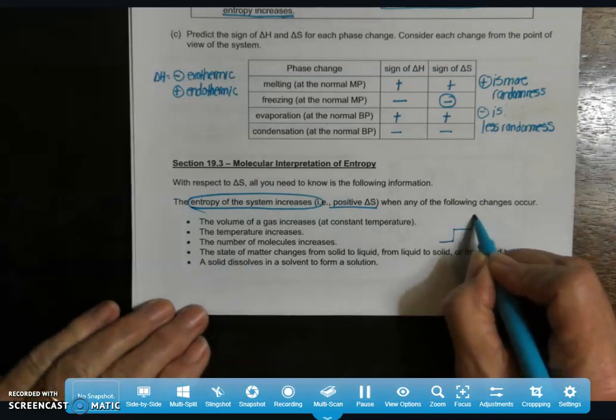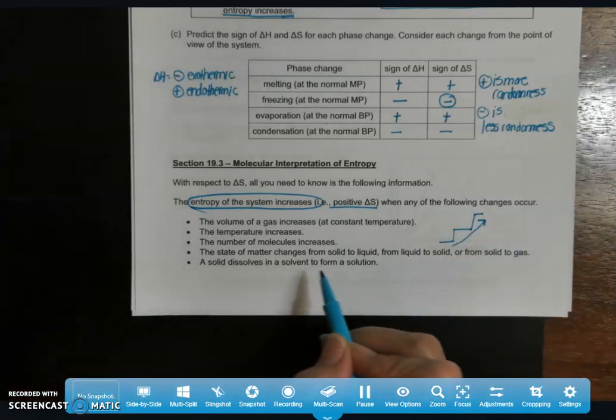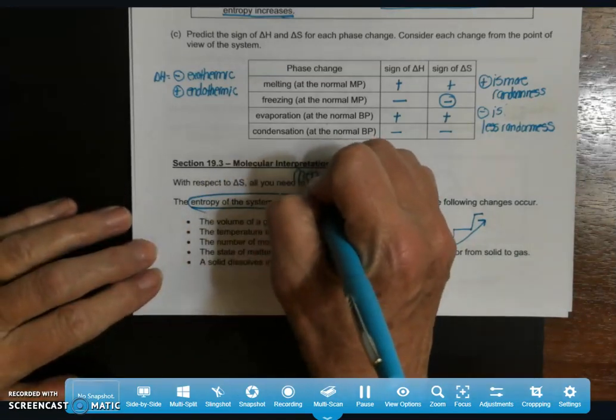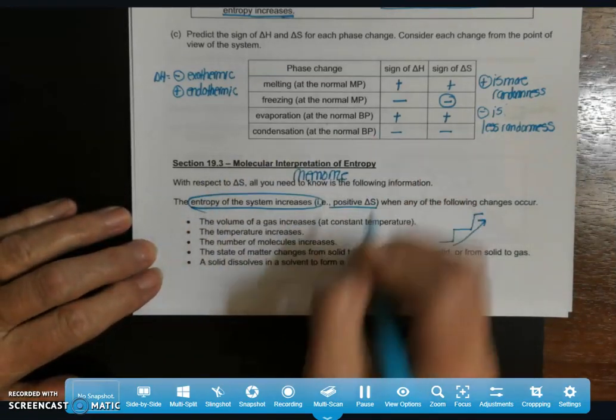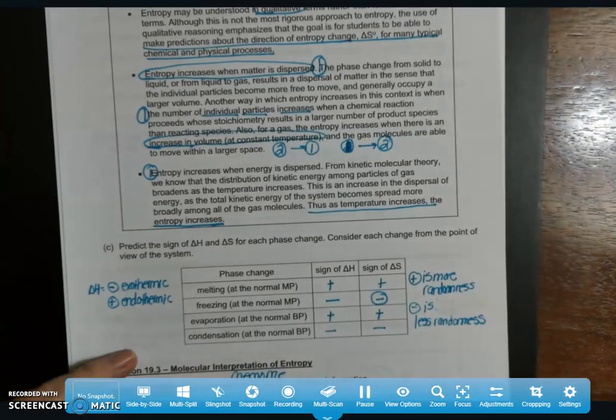So if I have a cooling curve like that, I'm going up. And a solid dissolves in a solvent, so anytime you're dissolving. And you might just want to memorize these, or they are intuitive. We'll talk about them with some specific examples, and you'll see how they work.